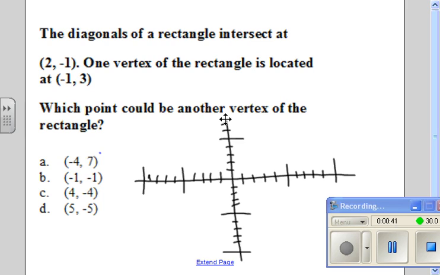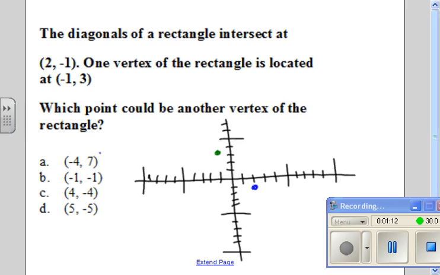All right. So it says that the diagonals intersect at (2, -1), which means this point right here in blue, that's my center. You know how to get to one vertex because it is at (-1, 3), which is right there. So that's one vertex. Here's the thing. All 4 vertices, the directions to get to them from the blue center point are going to be the same but in different and opposite directions.